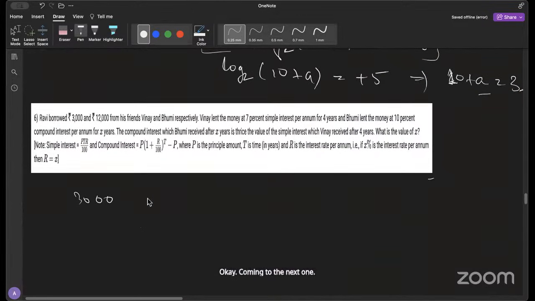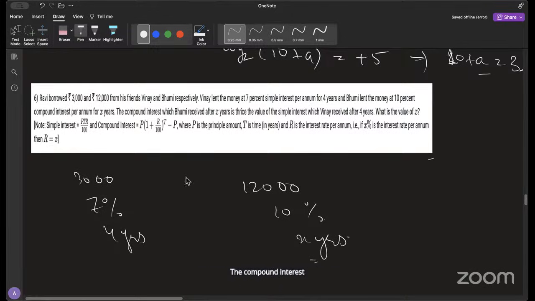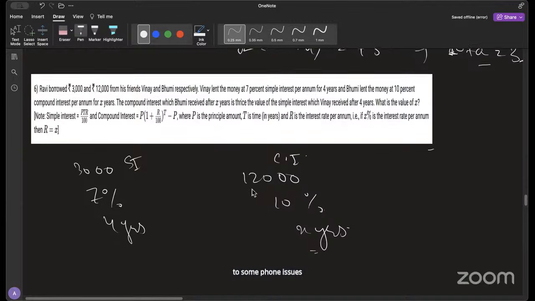Ravi has borrowed 3,000 and 12,000 from two different friends. And the rate of interest here is 7%, for 4 years. And from here it's 10%, and he lent the money at 10% for X years. You have to find the value of X, and this says compound interest. So this is simple interest here. This is compound interest here, as per the question.